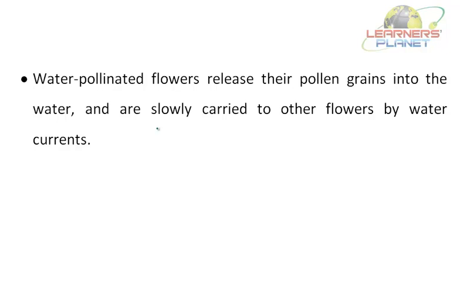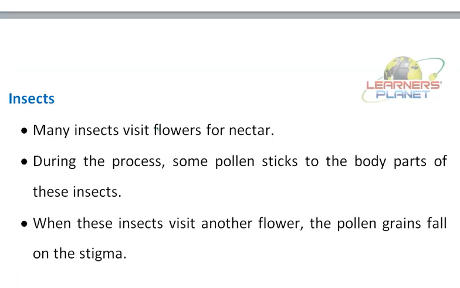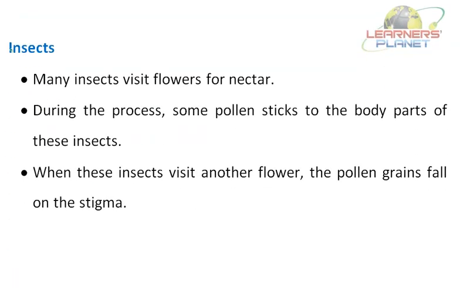Other than this, there is one more agent of pollination, and it is by insects. So students, many insects visit flowers for nectar, and during the process some pollen sticks to the body parts of these insects, and when these insects visit another flower, the pollen grains fall on the stigma, and in this way the fertilization process starts.